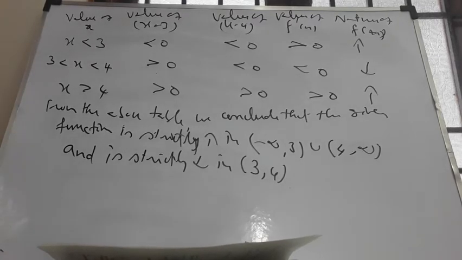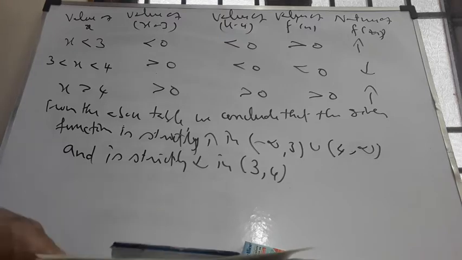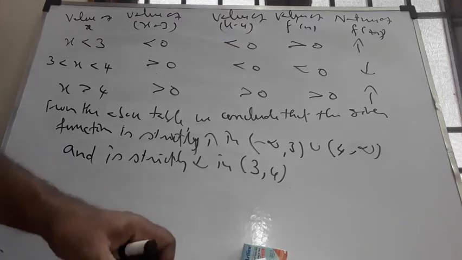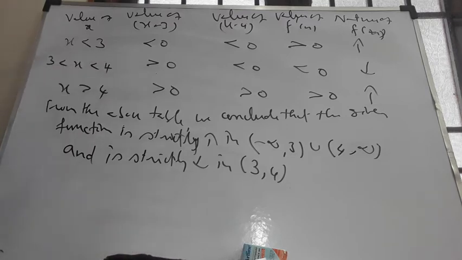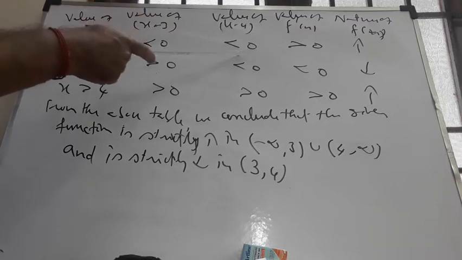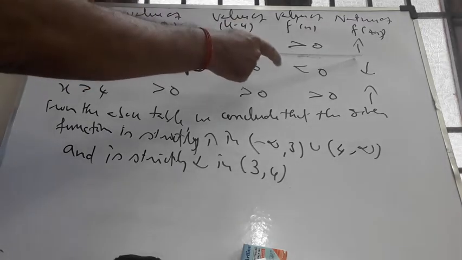Let me recall the whole lot. I have to divide into three intervals, namely x less than 3, x between 3 and 4, and x greater than 4. Let me substitute 0. 0 minus 3 is negative, 0 minus 4 is negative. Therefore, negative into negative becomes positive. When f dash of x is positive, function is increasing.